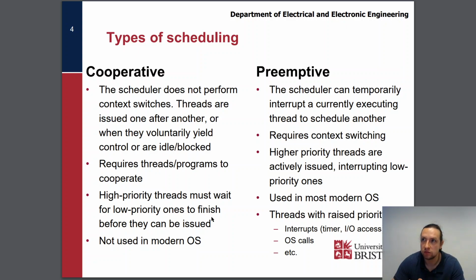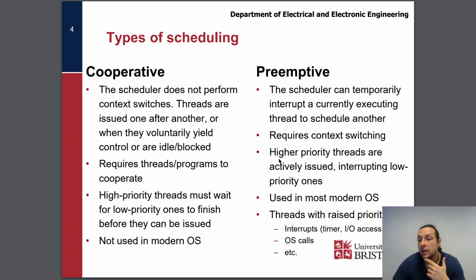Obviously, in system critical applications, high priority threads need to be given the highest priority to execute first. The cooperative type of scheduling is not used in modern operating systems in general. What we'll be taking a closer look at is preemptive scheduling, where the scheduler can temporarily interrupt a currently executing thread to schedule another. That's why we need context switching, so that when we come back to it, we can just resume the work with the preempted thread.